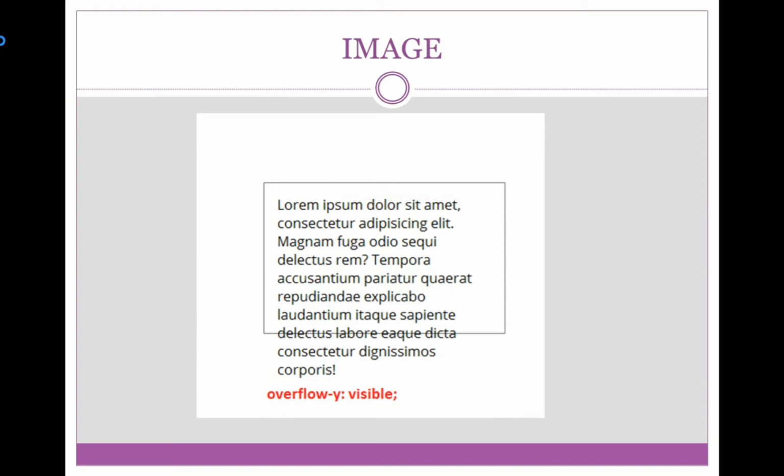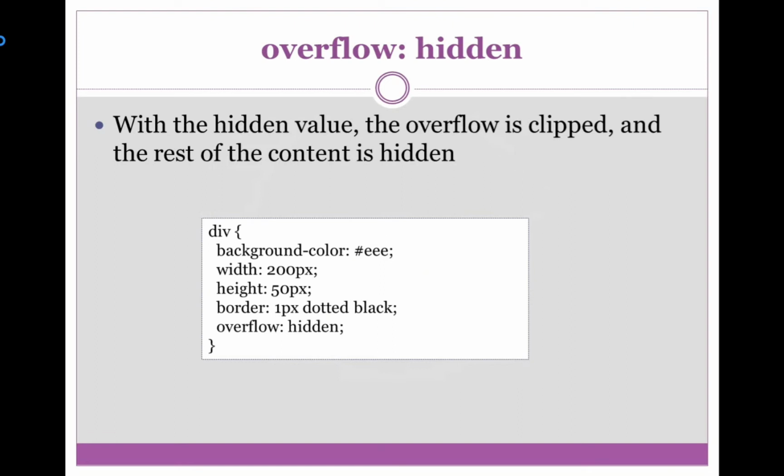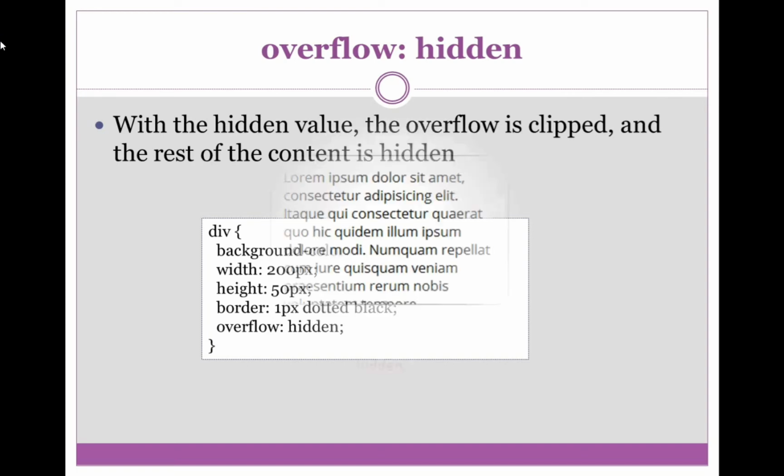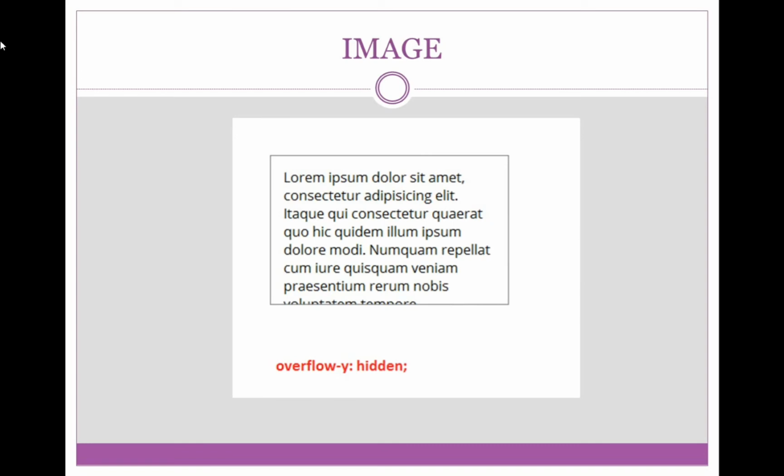Next we are going to see about overflow hidden. With the hidden value, the overflow is clipped and the rest of the content is hidden. So you can use the overflow property when you want to have better control of the layout. This is the image for hidden.